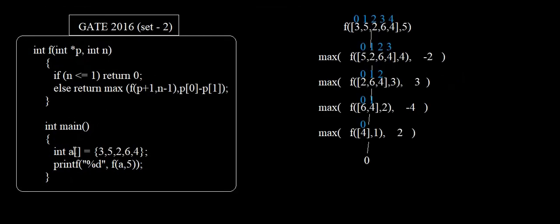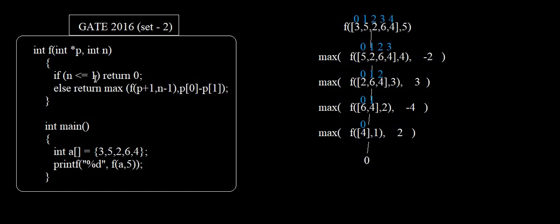We have two functions, main and f. In the main function we have an array declared of integer type, and printf of f(a, 5). Here a has been passed, and 5 is given as the number of elements in this array. Now let's execute. Come here, f of array, which is this. We have maintained the index values from 0 to 4, comma 5, and let's come to the function here.